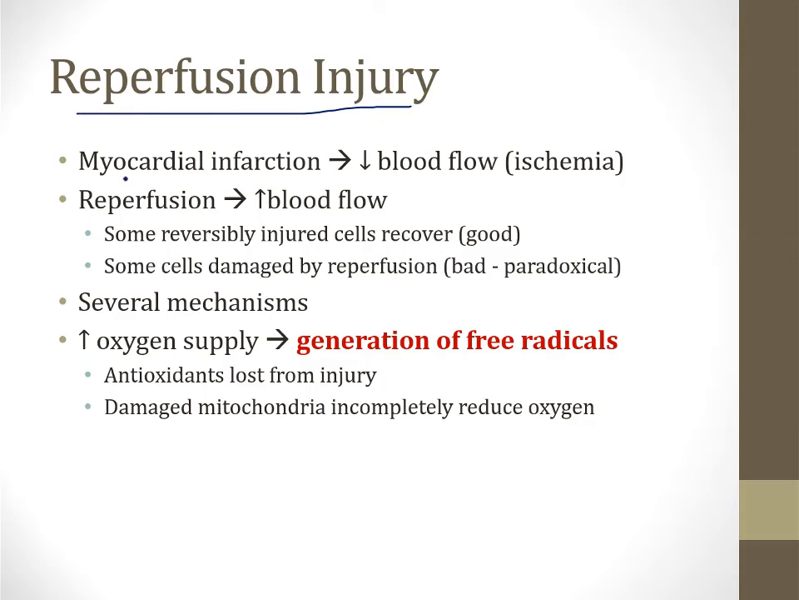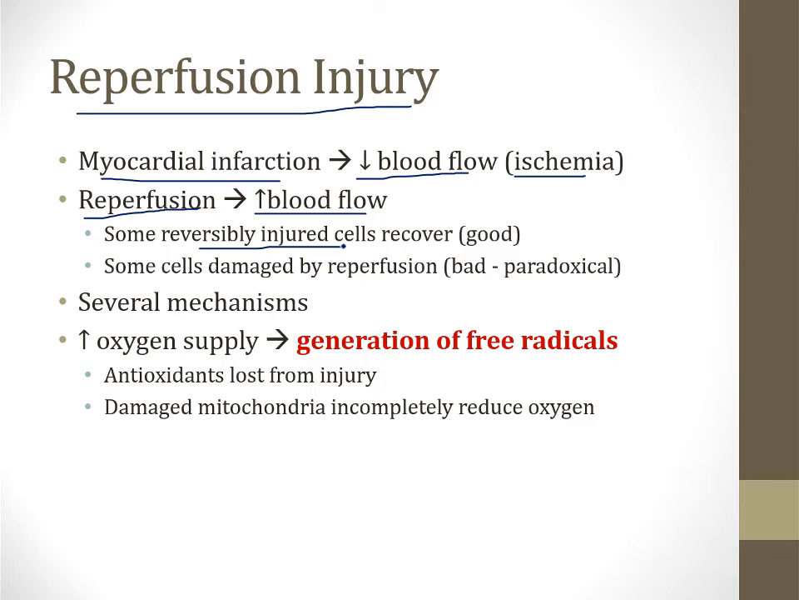So when patients have a myocardial infarction, which I talk about in detail in the cardiology section, there's decreased blood flow to the myocardium. This is an example of ischemia. When that myocardial infarction is treated and the thrombus in the artery resolves or is treated with angioplasty, blood flow is restored. This is called reperfusion, and blood flow returns to the myocardium. When you do this, this is overall a good thing for patients. Some reversibly injured cells recover and there's less myocardial damage overall.